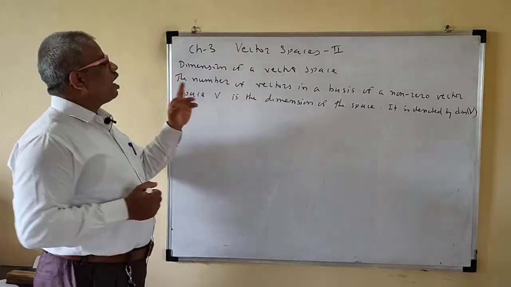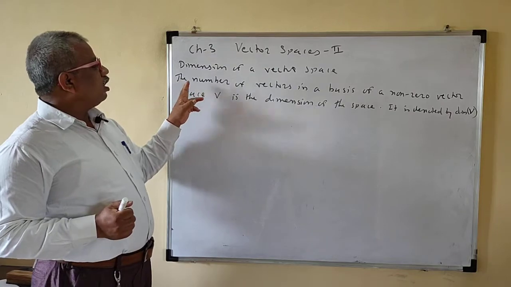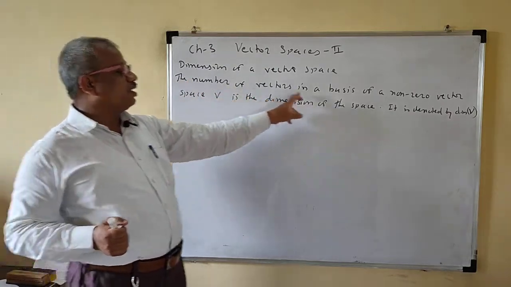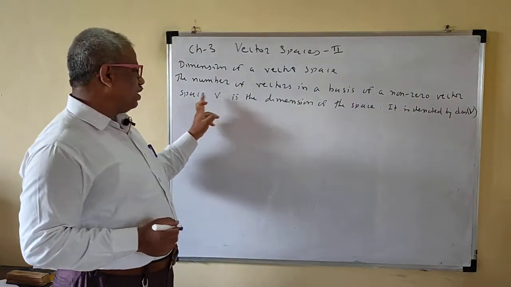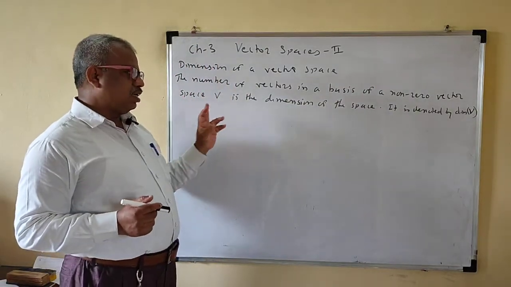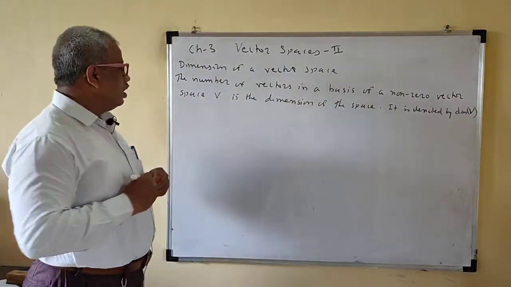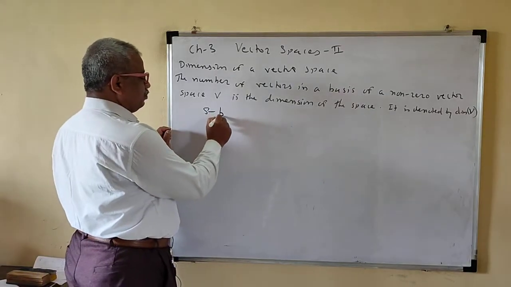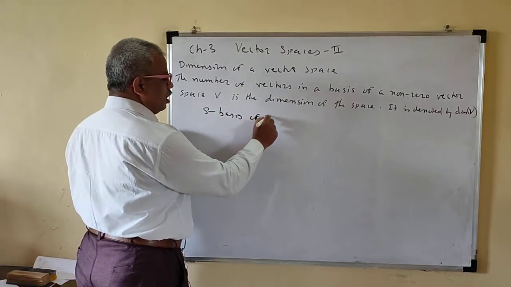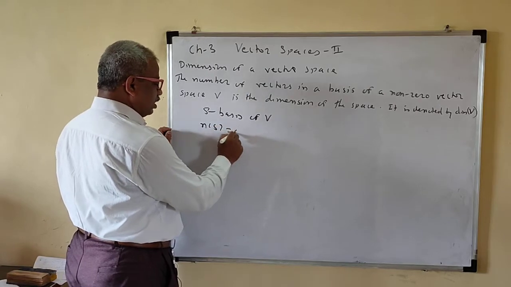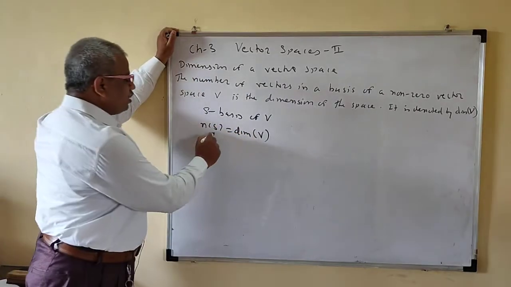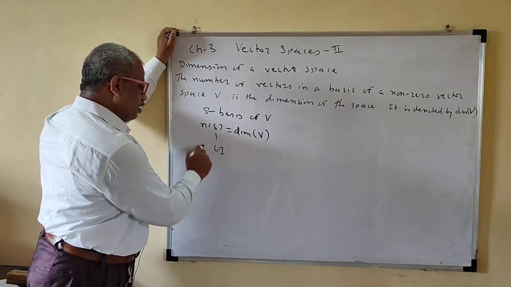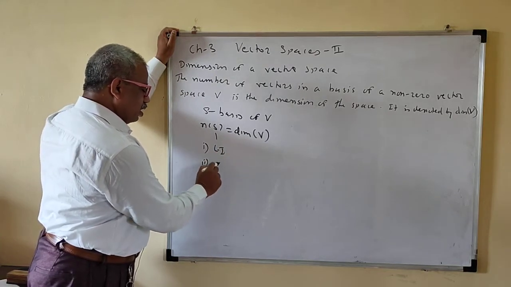Now, what do we mean by the dimension of a vector space? The number of vectors in a basis of a non-zero vector space V is called the dimension of the vector space V. That means, suppose S is a basis of V, then the number of elements in S is the same as the dimension of V. So S is a basis means what? It is linearly independent, and second, S spans V.